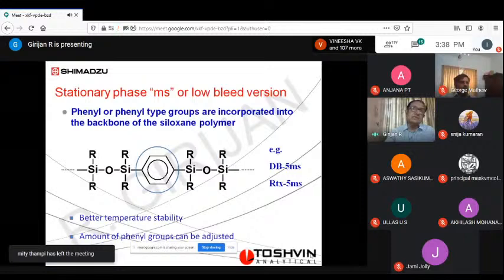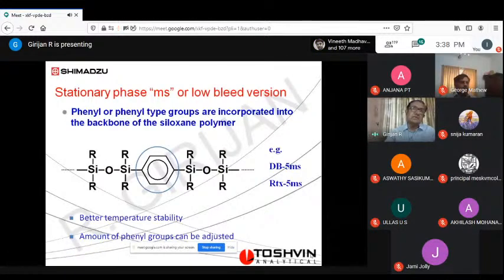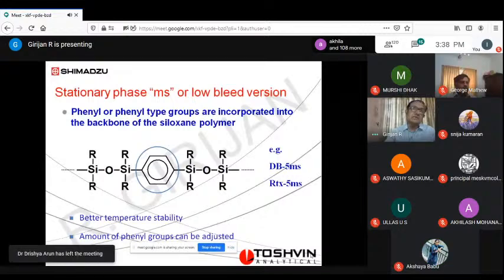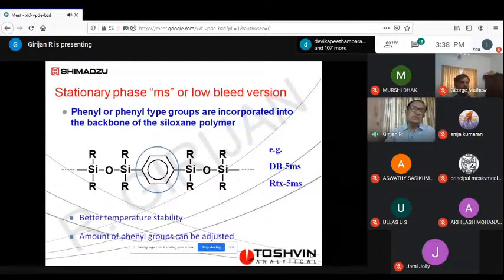Then there is something called MS columns. And these types of columns are preferred for mass spectrometry. We call them MS columns, stationary phase MS or low bleed version. Here, in the backbone itself, you can see that our attachments are there, but inside the backbone itself, we are incorporating a phenyl ring. Or phenyl type groups are incorporated in the backbone of the siloxane polymer.